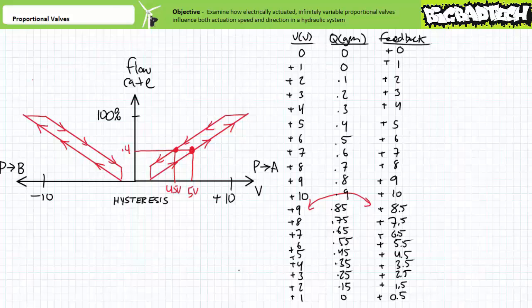A sophisticated proportional valve can monitor this error and correct for hysteresis by causing more current to flow through the linear force motor and properly reposition the spool such that the error between applied voltage and spool position feedback is closer to 0 volts, regardless if voltage is ramping up or ramping down.